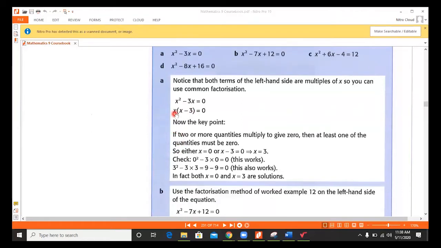If you have x equal to 0 or if you have x minus 3 equal to 0. If x is equal to 0, that is one solution, and if x minus 3 is 0, what is x itself? It will be 3. So we have two solutions, x equals 0 and x equals 3, are both solutions for our quadratic equation.